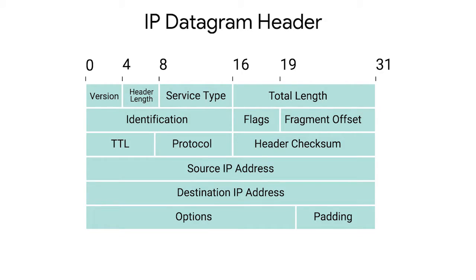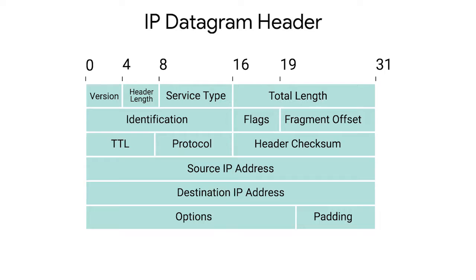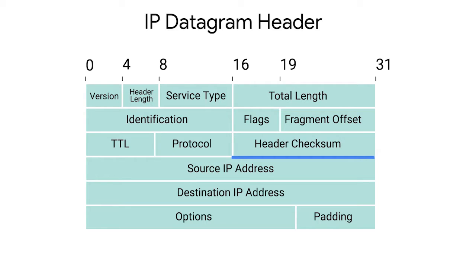After the TTL field, you'll find the protocol field. This is another 8-bit field that contains data about what transport layer protocol is being used. The most common transport layer protocols are TCP and UDP, and we'll cover both of those in detail in the next few lessons. So next, we find the header checksum field. This field is a checksum of the contents of the entire IP datagram header. It functions very much like the Ethernet checksum field we discussed in the last module. Since the TTL field has to be recomputed at every router that a datagram touches, the checksum field necessarily changes too.